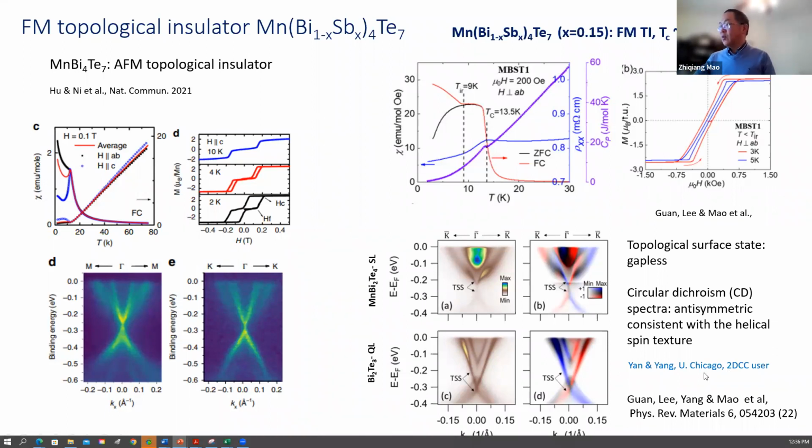In collaboration with Shilong Yang at the University of Chicago, his group helped us do ARPES measurements. In this ferromagnetic phase we also observed the topological surface state, which is also gapless. He also did the circular dichroism ARPES measurement. As you can see here, the spectrum is antisymmetric. That is consistent with a helical spin texture of the surface state. So this work was already published last year.